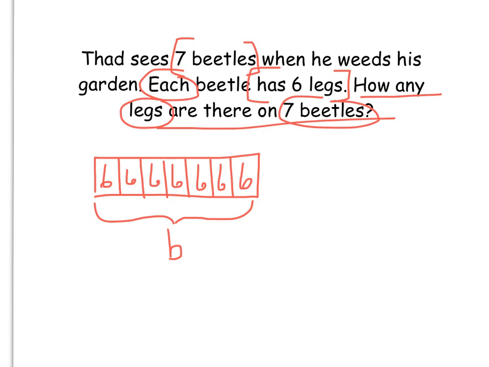My multiplication problem to represent this tape diagram would be 7 groups of 6 equals B, because that's the number of legs I'm trying to find. B equals 7 times 6, which is 42. So B equals 42. I used a variable to represent the unknown here.